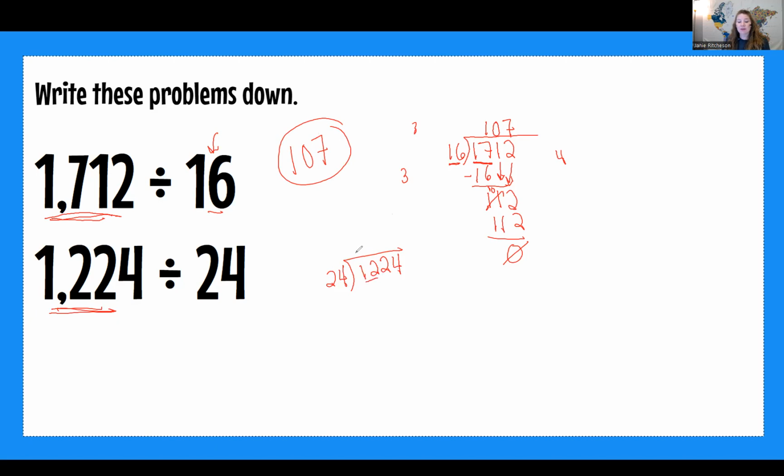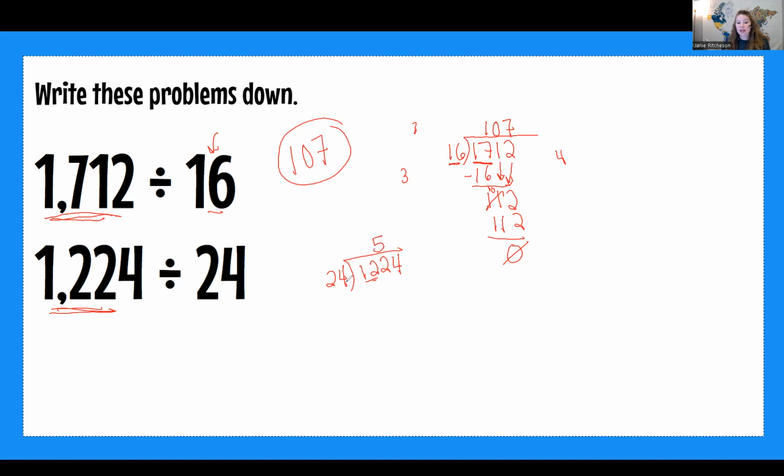So zeros, I can fill those in with zeros, but I don't need a 0 if it's the first digit. So now I'm going to think, okay, how many times will 24 go into 122? I know that 4 times 25 is 100, and that 5 times 25 is 125. So I think a 5 is going to work. I'm going to put a 5 right here.